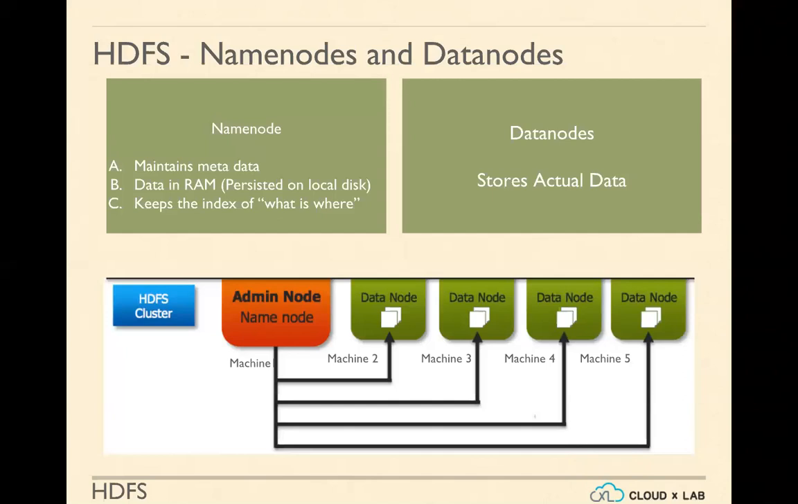But in the case of CloudX Lab, we have installed data node on the same machine that has name node. Okay. So here we have four machines on which data node is running and one machine on which name node is running. All right. So data nodes are storing the actual data. A question is, is data replicated across data nodes? We are coming to that. Okay, so these are data nodes.